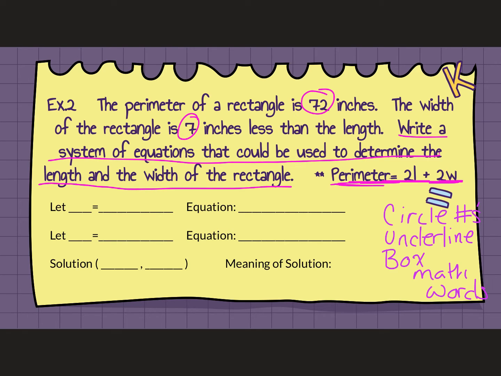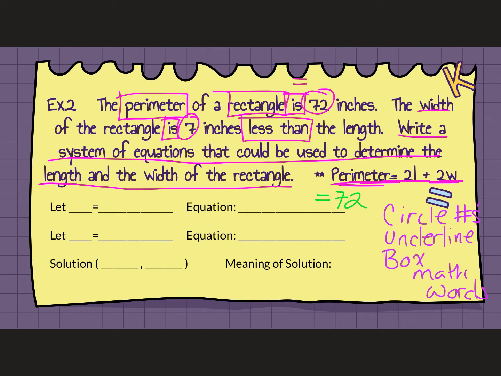Box in math words. So perimeter, definitely a math word. Rectangle tells us what we're finding the perimeter of. Is means equals, just like always. So the width of the rectangle is, so we're going to equal, less than the length. All right, that was a lot. So let's focus on the very first sentence, shall we? It says that the perimeter of a rectangle is 72. So equals 72.